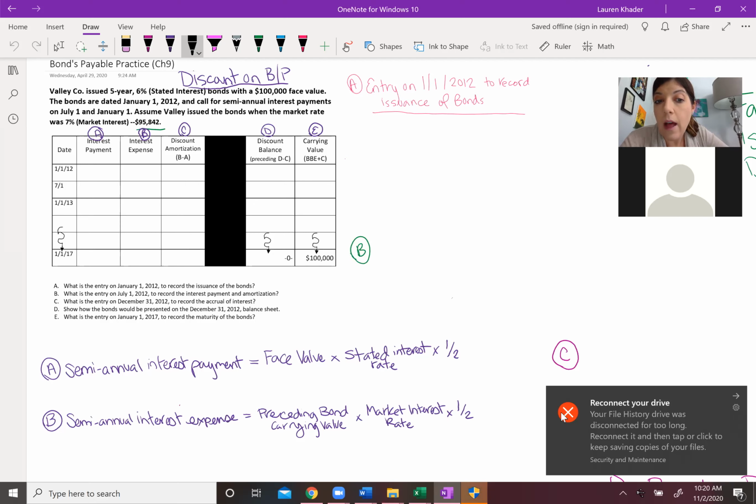So don't worry about that last date. It's just there to show you what happens at the very end at the maturity date. But fill out the first three dates that are in the table and then address the questions A through E.